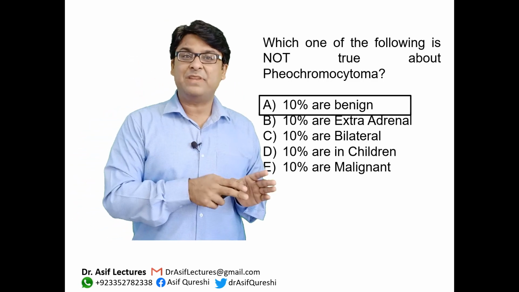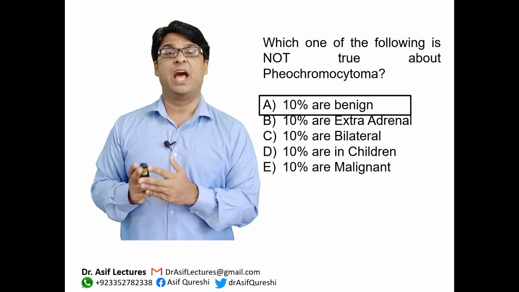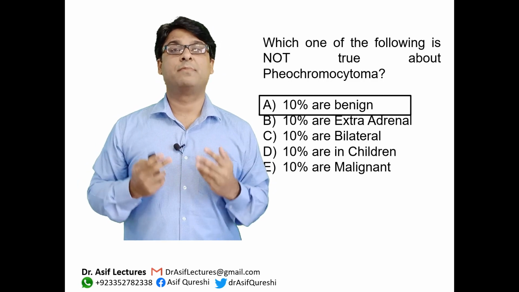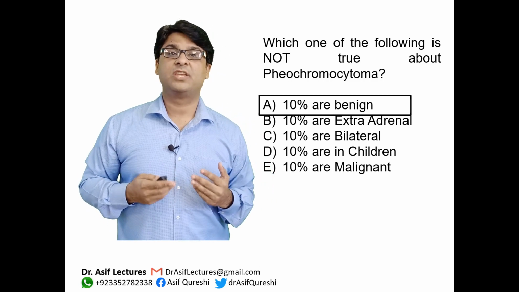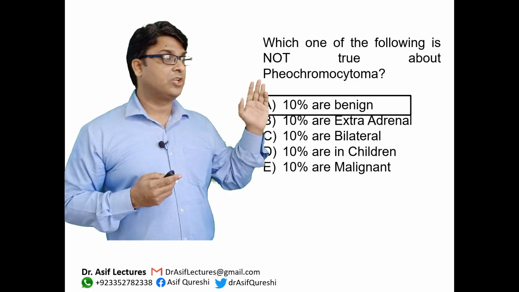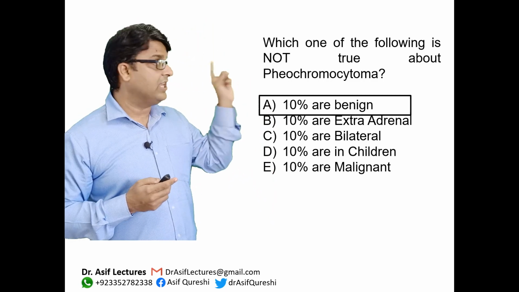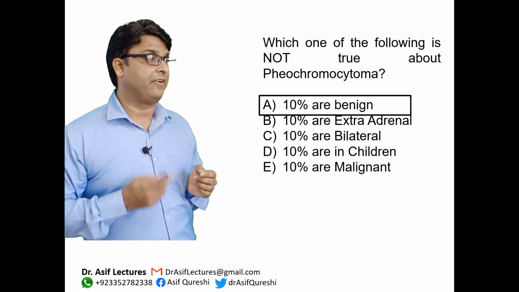They are not 10% benign. They are 90% of the times benign. Most of the times they are benign. Only 10% of the times they are malignant. Okay? So option A is not true. Option A is not true in this scenario.